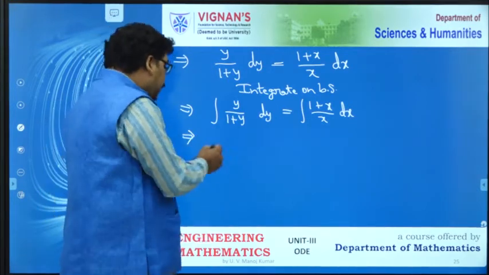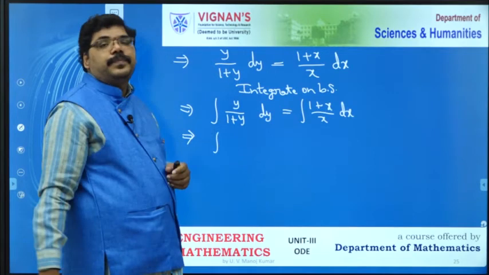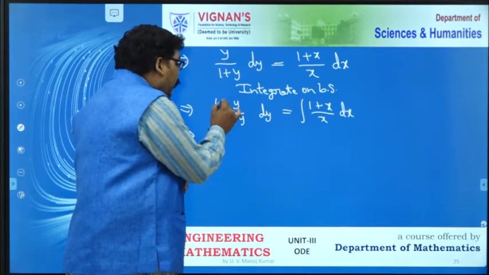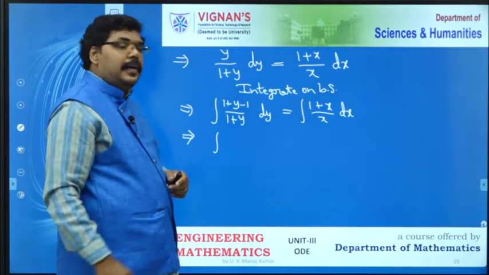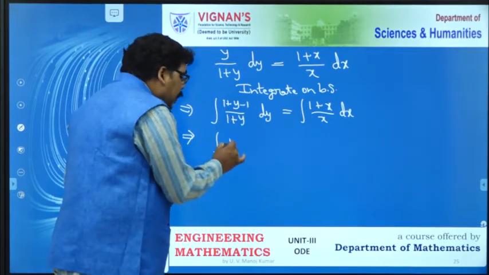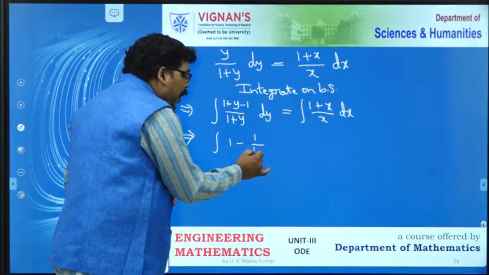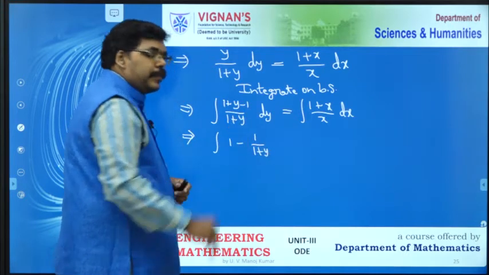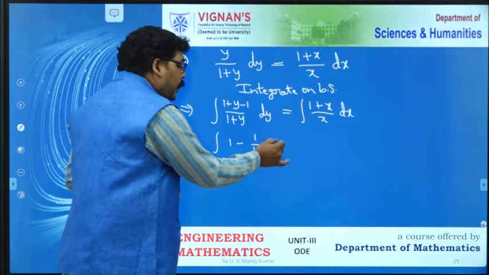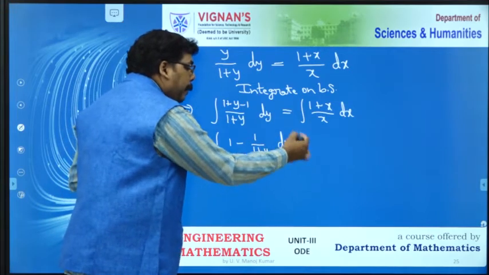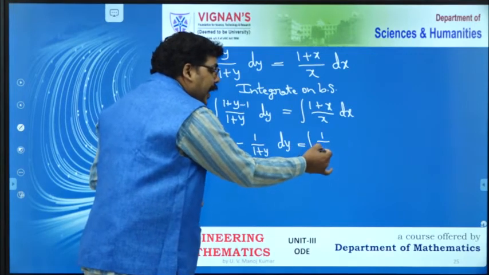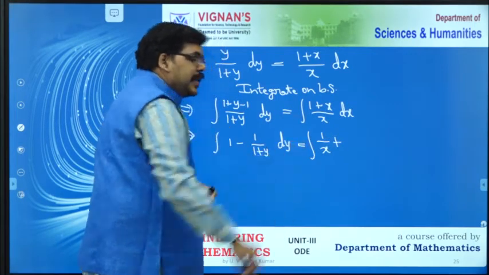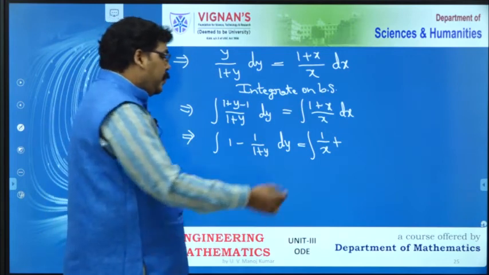So how to write this y by 1 plus y? In the numerator, if I add 1 and subtract 1, I can write it as 1 minus 1 by 1 plus y into dy equals 1 by x plus x by x, that is 1, dx.